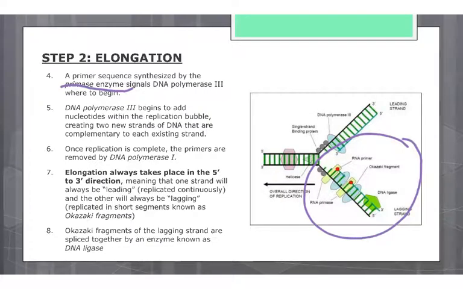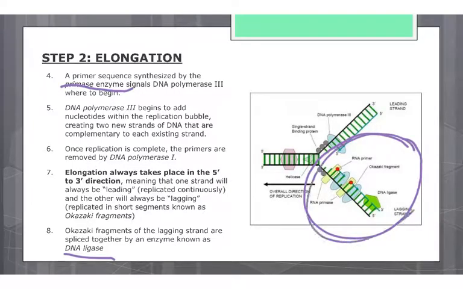Once replication is complete, the primers are removed by DNA polymerase. Elongation takes place in the 5' to 3' direction, meaning that one strand will always be leading and the other one will be lagging, okay? The Okazaki fragments of the lagging strand are spliced together by an enzyme called DNA ligase. Think of this as the glue.